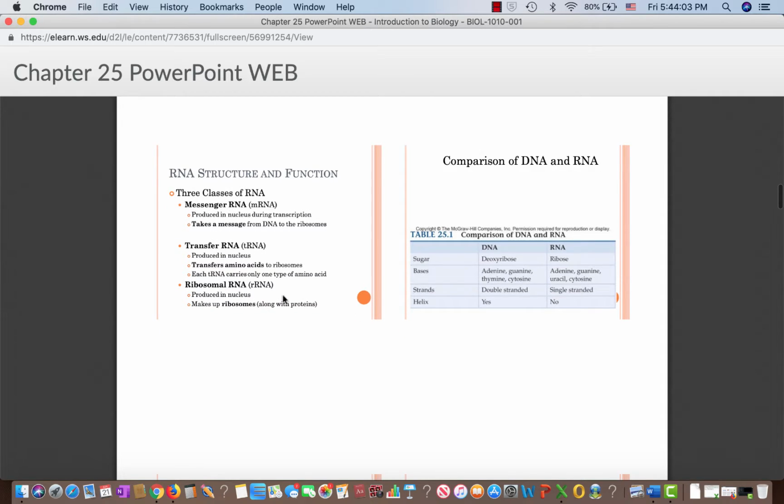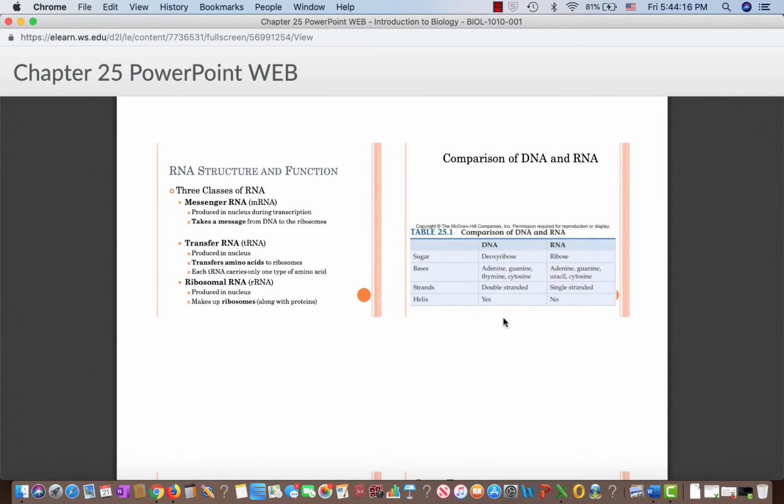This little chart right here basically summarizes all the differences and commonalities between DNA and RNA. I can pretty much guarantee you there's a couple of questions drawn from this.